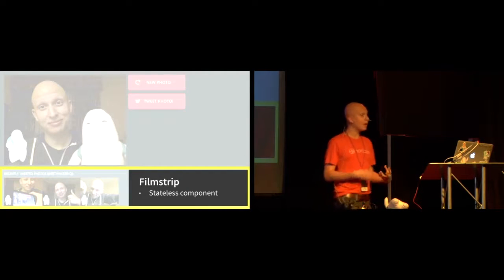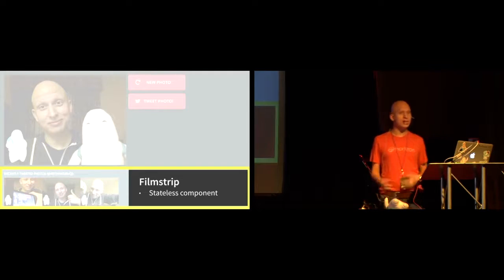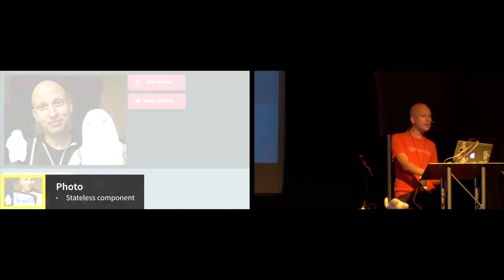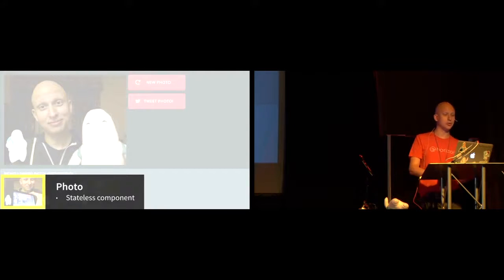The film strip, which is at the bottom, shows all the recent photos that come in from the photo booth. Because that is not making any decisions and not taking any actions, it's just subscribing to the stream of updates, it's a stateless component. And each photo is also a stateless component because they're just sitting there and they will update themselves and be added or removed as necessary.